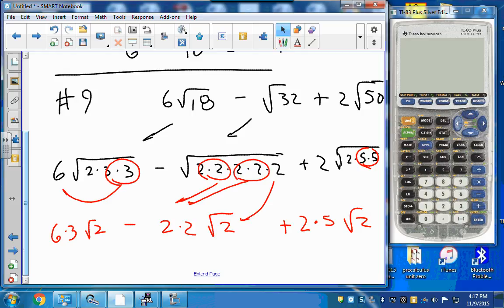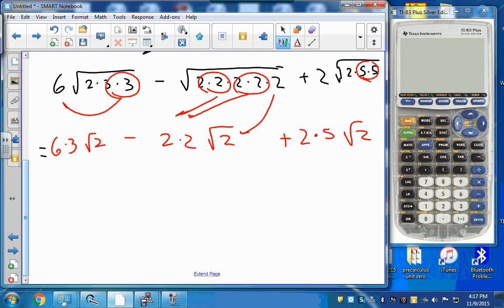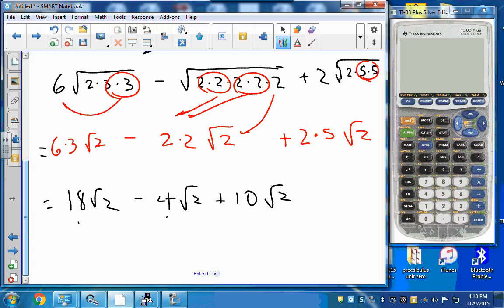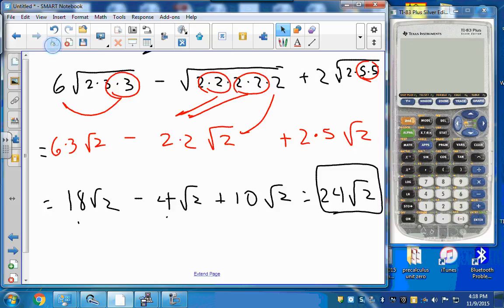Okay. So at that stage, we'll go ahead and clean these up. Looks like we have 18 square roots of 2, take away 4 square roots of 2, add 10 square roots of 2. Okay, 18 take away 4 is 14, plus 10 more, it's 24 square roots of 2. There's our final answer. Simplify each of the terms before you add them up. Okay, number 17.